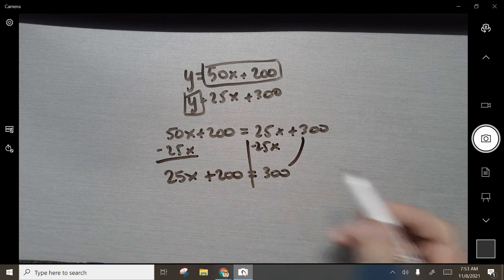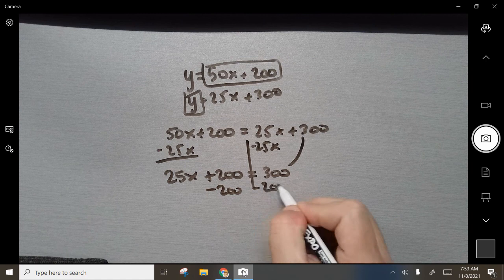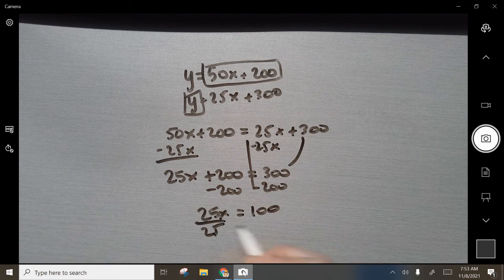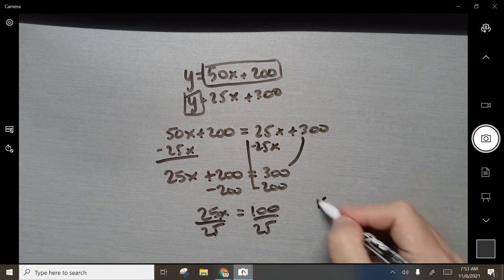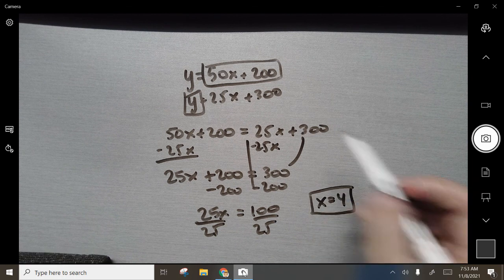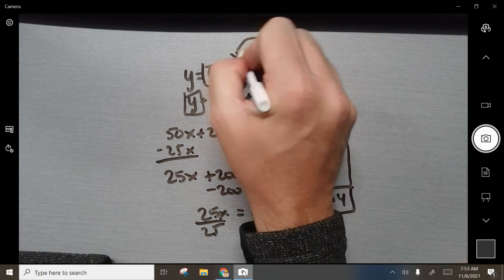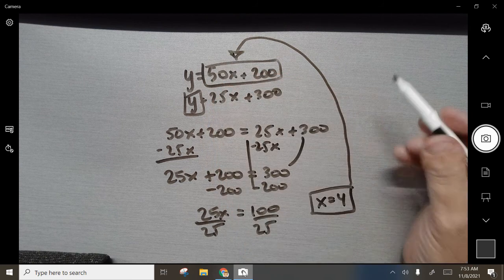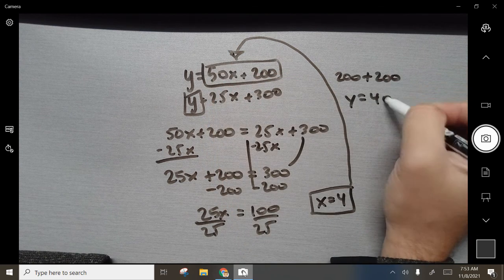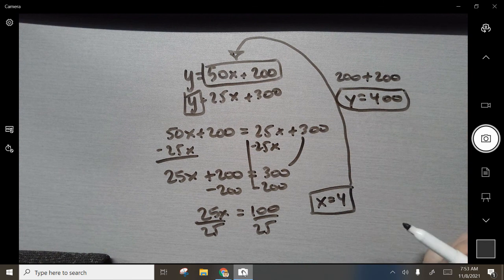All right. Then subtract 200. 25x equals 100. Divide by 25. X equals 4. You should have already done all that work. Now plug it back in. We know how to do this again. Plug it back in. 50 times 4 is 200 plus 200. Y equals 400. Ask your partner if you're having trouble with this last step. Okay? Let's do one more.